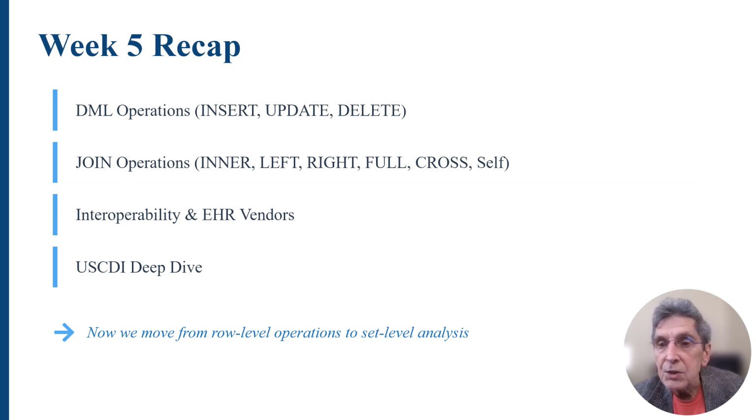So the key transition to understand here is, last week we were working at the row level, manipulating individual records, and this week we move to set level analysis. Instead of asking what is this patient's blood pressure, we're going to ask what is the average blood pressure across all our diabetic patients. That shift from individual records to population level summaries is what aggregate functions enable you to do.